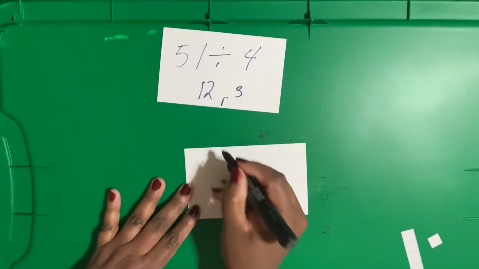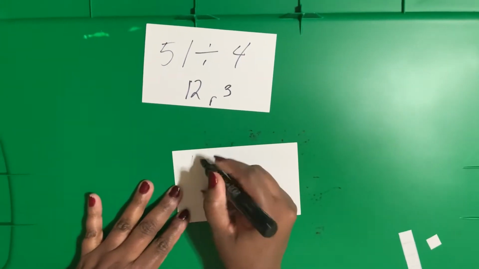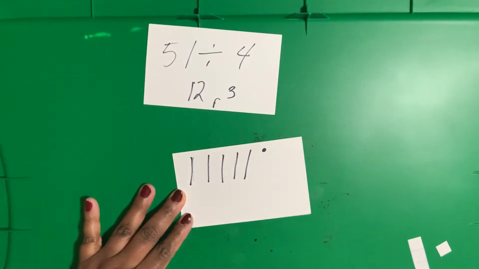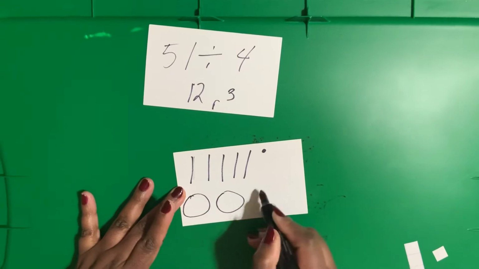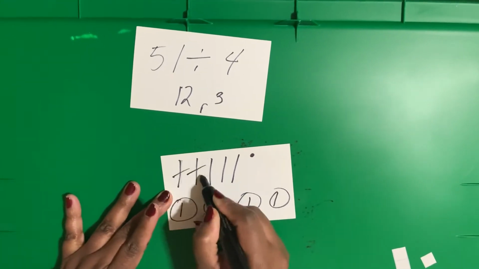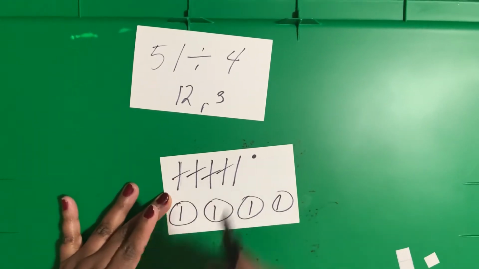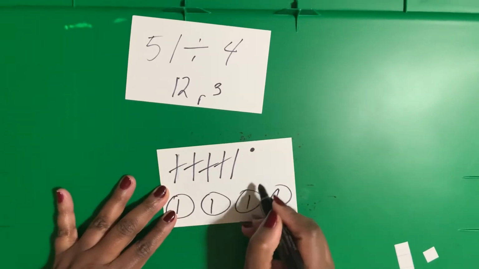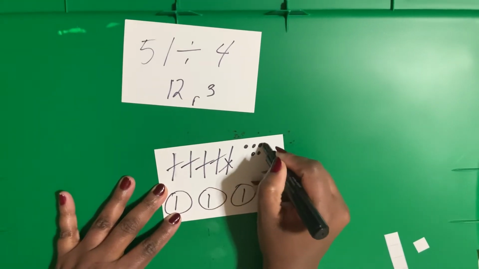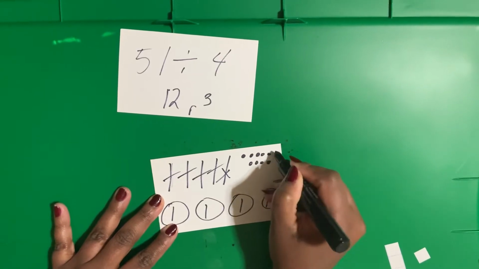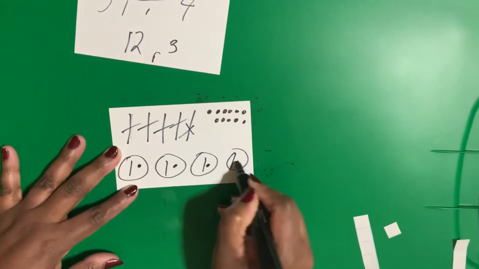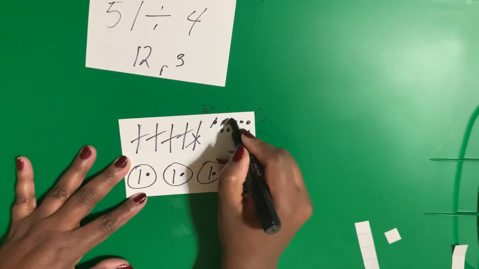Okay, so I'm going to show you 51. 1, 2, 3, 4, 5. Okay, here I have 4 groups. I have enough to put 1 ten in each group. And here's that 1 left over again. So I'm going to trade that in, and I'm going to have 10 ones. 5, 6, 7, 8, 9, 10. And each group will get a 1 until I run out.